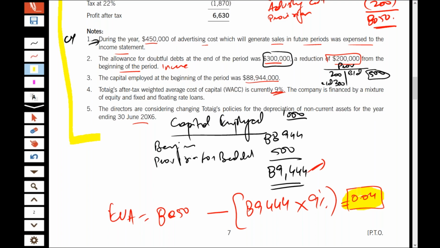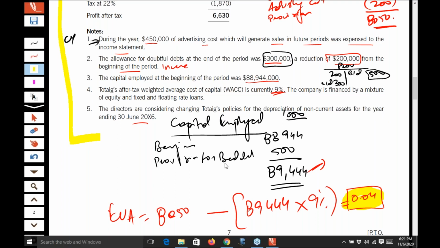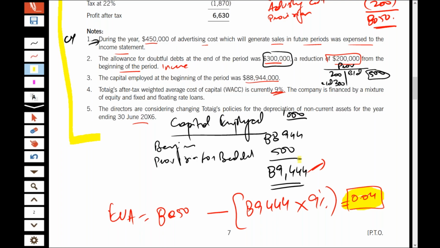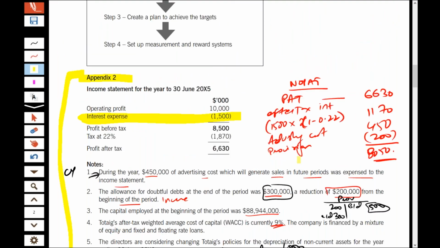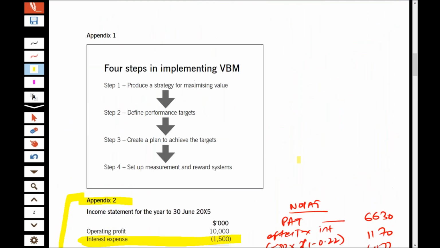Is that okay? Now, yeah, provision for bad debt is being added because it was previously deducted and it's non-cash. Yes, the opening one is to be added up. Okay, now there's a student who is asking why have you added back interest? So let me actually explain to you.